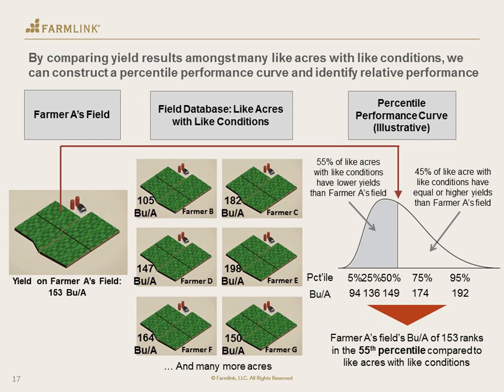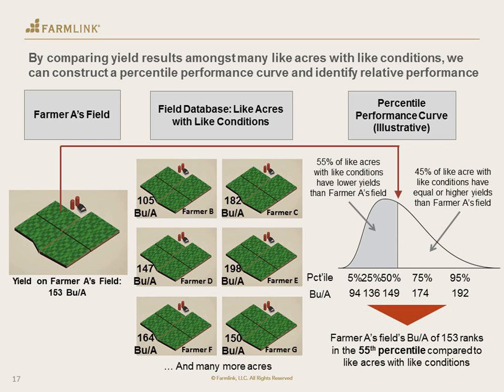Now look at the column on the left, Farmer A's field. For this field, there are thousands of other fields within the database that represent like acres with like conditions. His absolute yield of 153 bushels per acre can be compared on a like-to-like basis to other like acres. This then allows a calculation against the peer set to determine where his yield falls on the distribution curve.